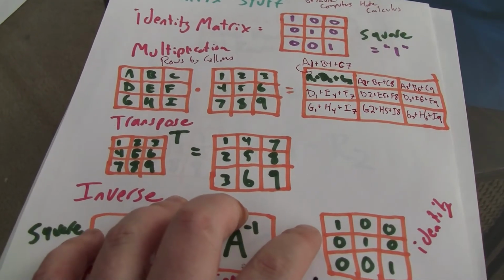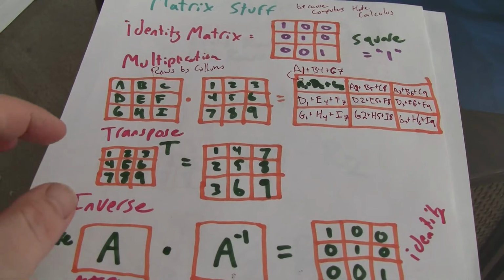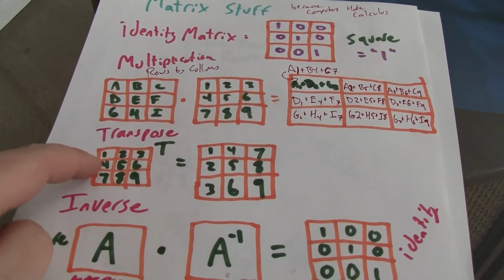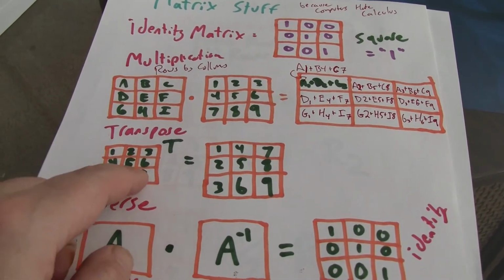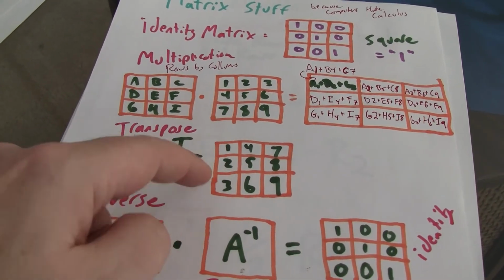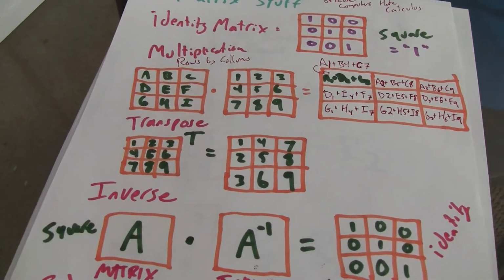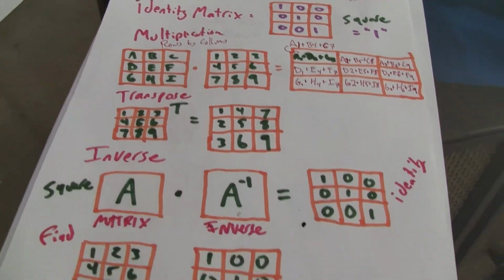We're also going to need a transpose of a matrix, and that's just turning the matrix on its side, right? So this is 1, 2, 3, 4, 5, 6, 7, 8, 9. This one's 1, 4, 7, 2, 5, 8, 3, 6, 9. So the 1, 2, 3 goes down where 1, 2, 3 was going across before. And that's the transpose matrix. We're just going to switch it.